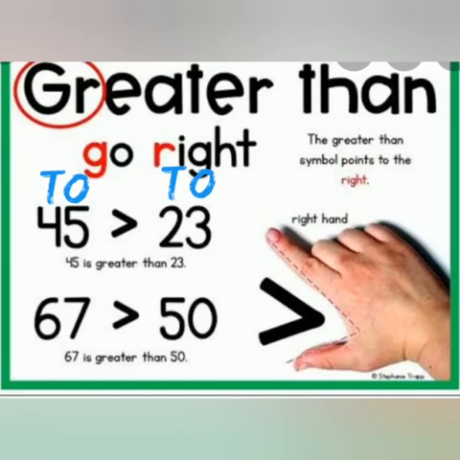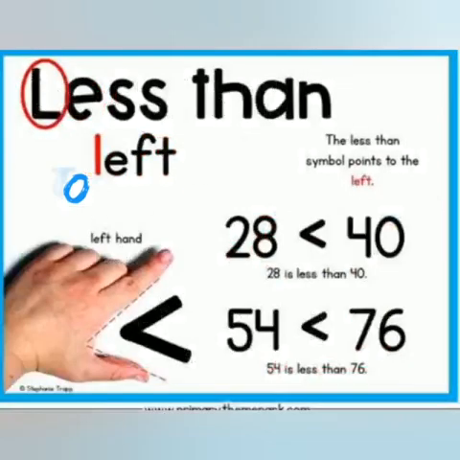Similarly, from 67 and 50, which is in the tens place? From 67, 6 is in the tens place, and in 50, 5 is in the tens place. From 6 and 5, which is greater? 6 is greater. So the crocodile mouth opens on 67.